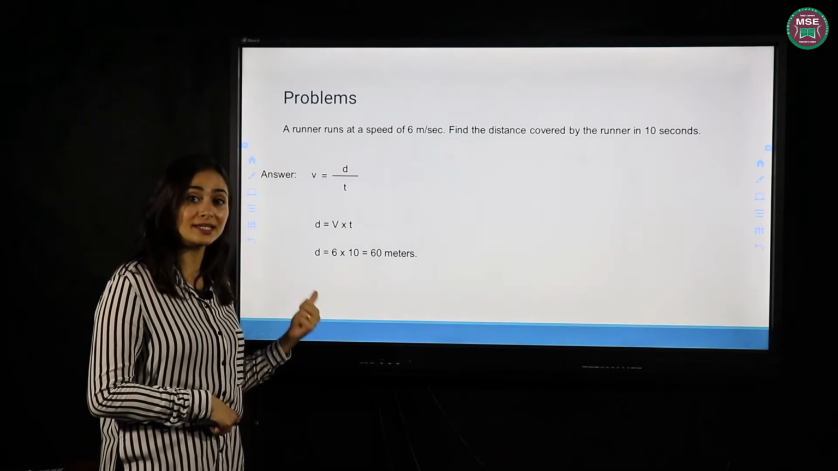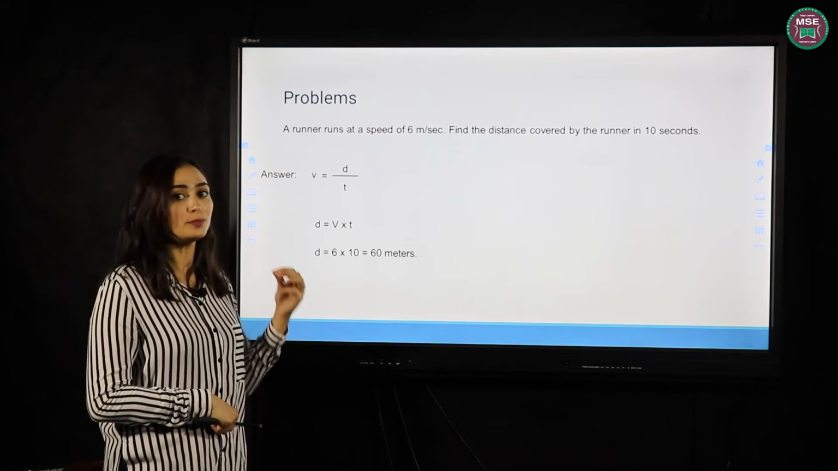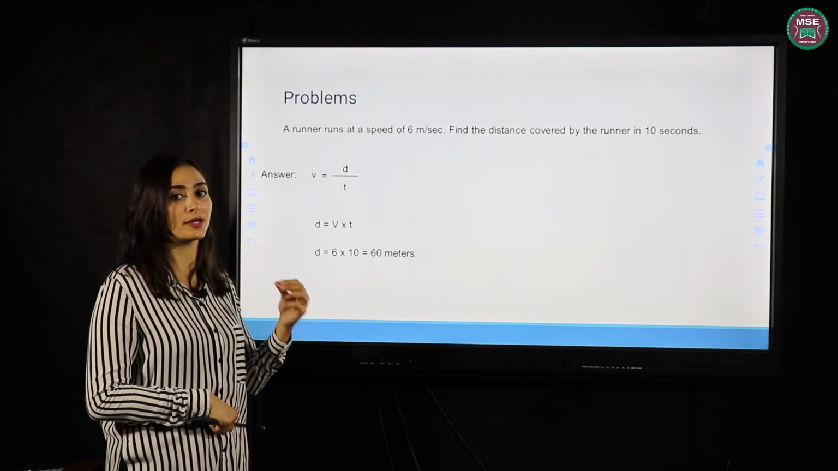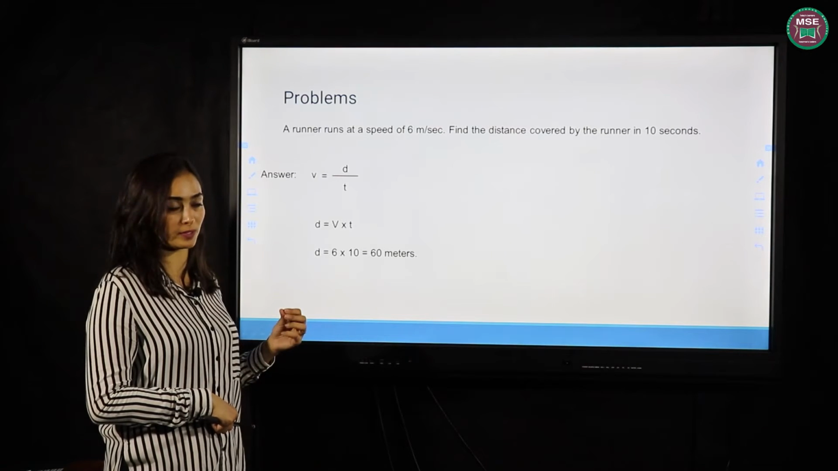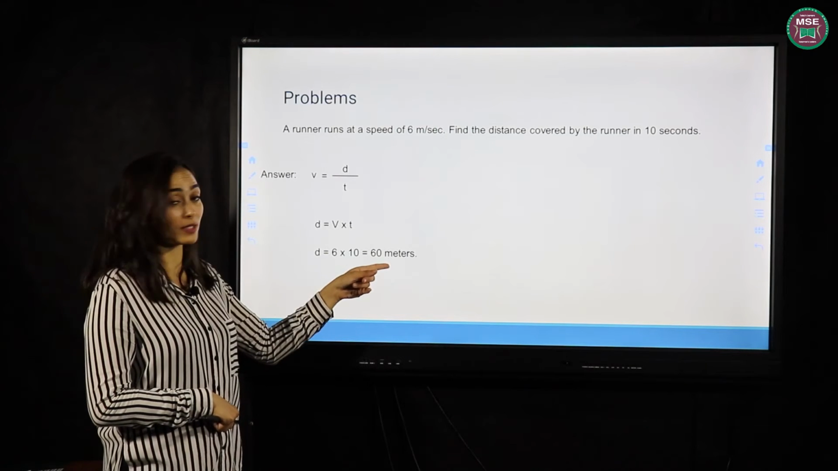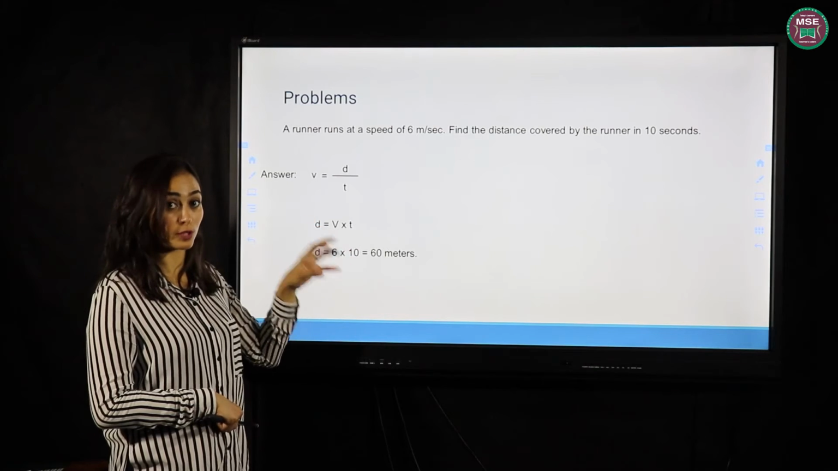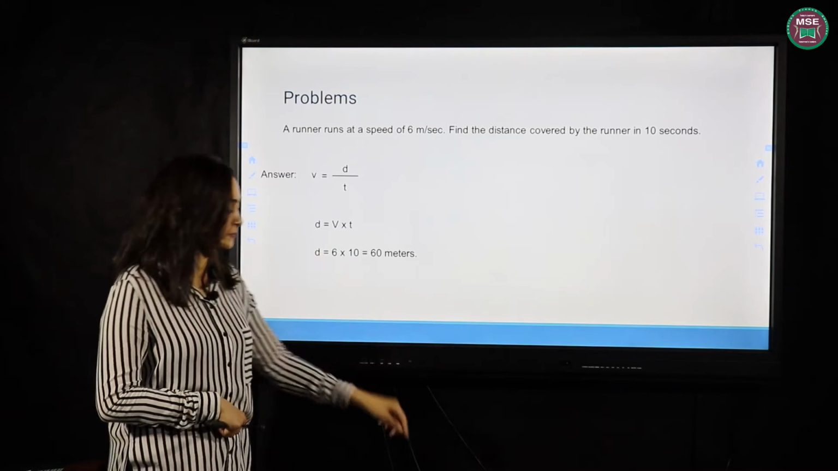If I want to calculate the speed, its measuring unit is what? Yes, meter per second or kilometer per hour according to the problem. While here, when I get distance, concentrate, the result will be 60 meters. Okay, focus on the measuring unit and don't forget.